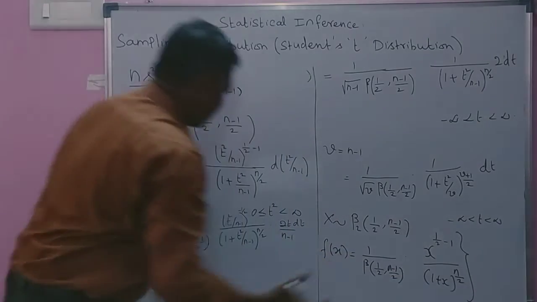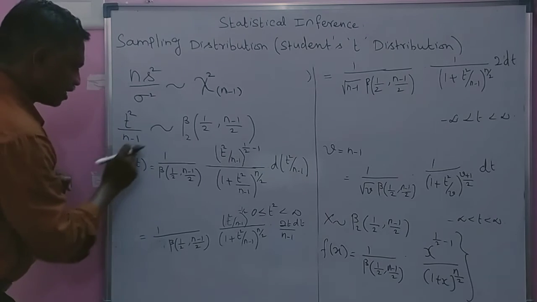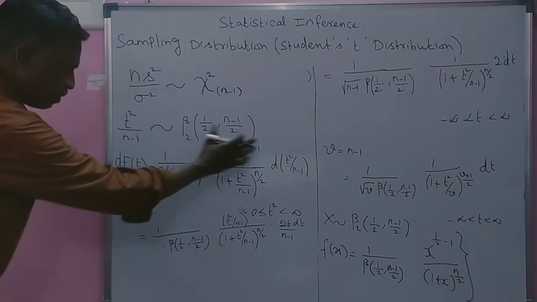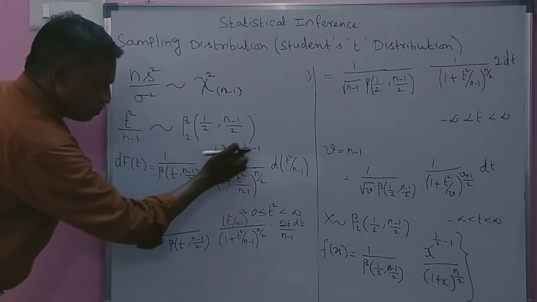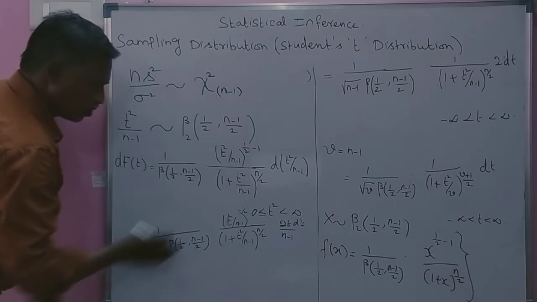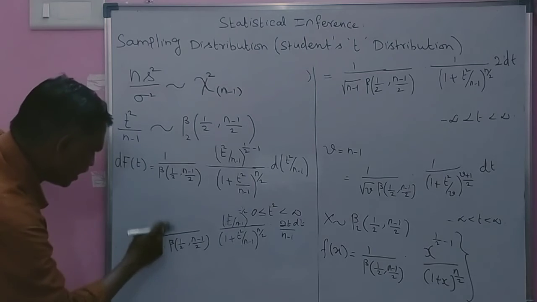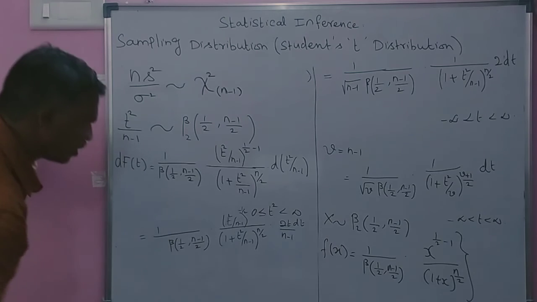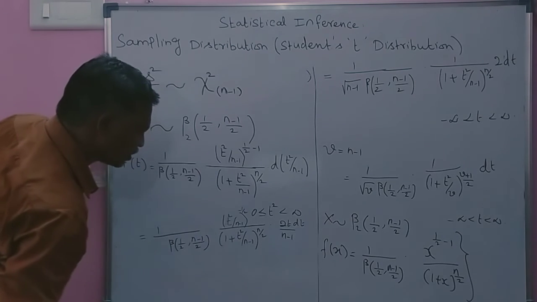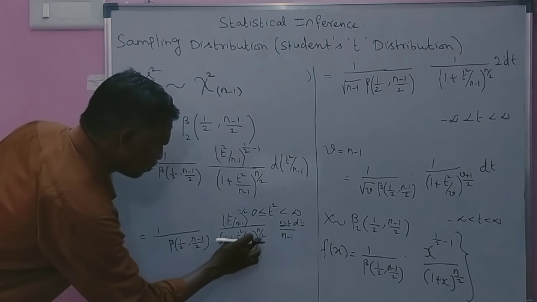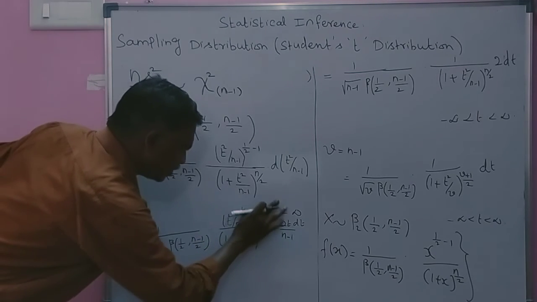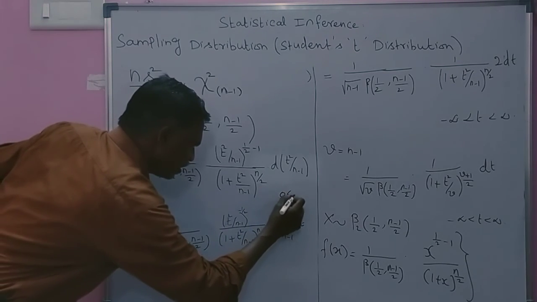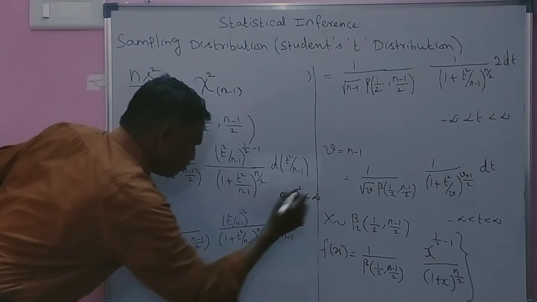In the same way we apply it here for this random variable: instead of x there is t square by n minus 1. So we get this. Just simplify this one. (t square by n minus 1) power minus 1 by 2 will be in the denominator. So again I write the same: 1 divided by beta of (1 by 2, n minus 1 by 2), (t square by n minus 1) power minus 1 by 2, divided by (1 plus t square by n minus 1) power n by 2. So here the variable is t square, and the range of t square is 0 less than or equal to t square less than infinity.